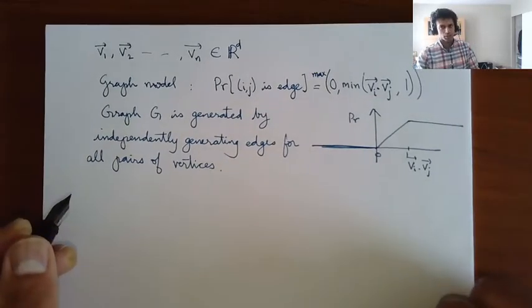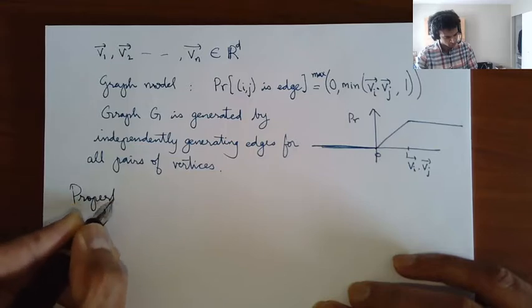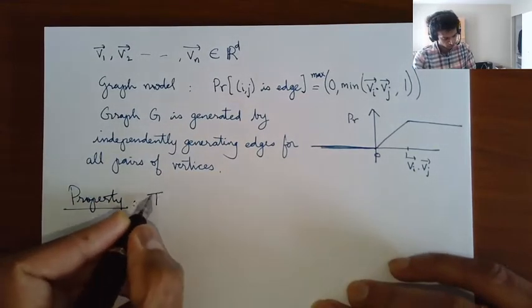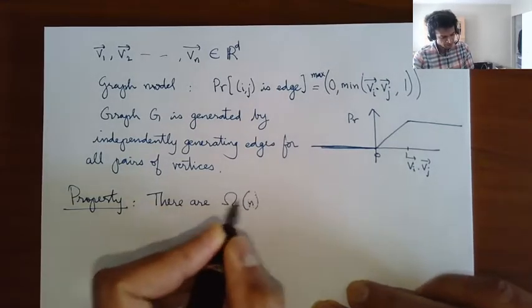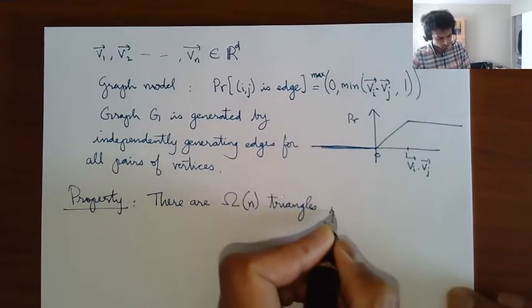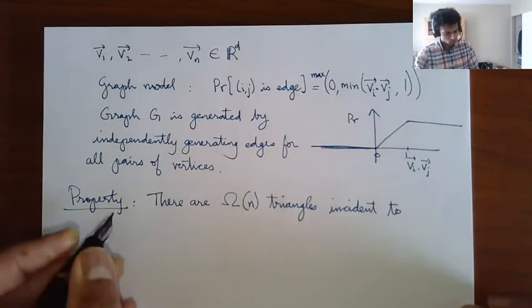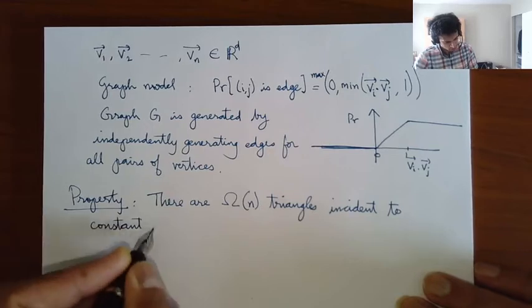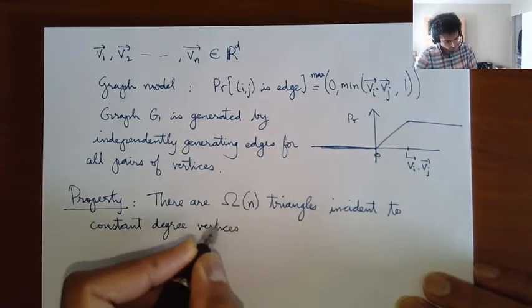And remember that the key property of social networks is we were saying that there are omega n triangles incident to constant degree vertices.